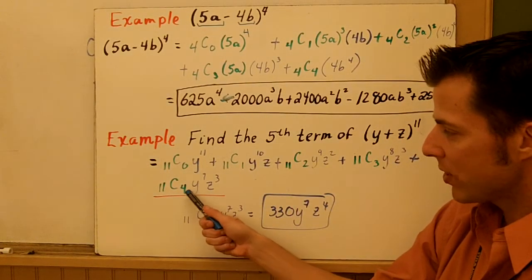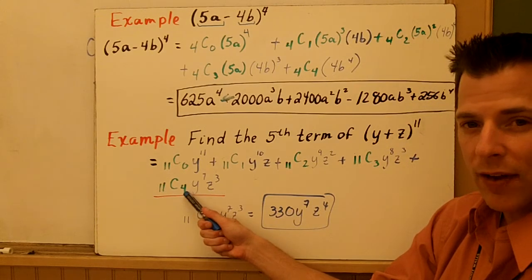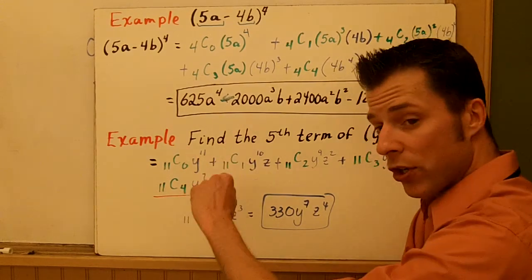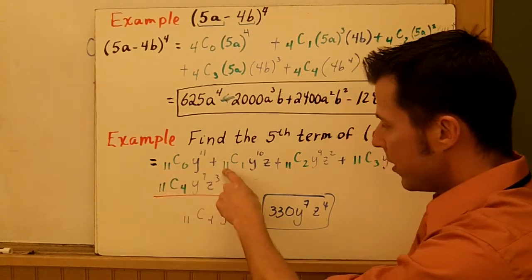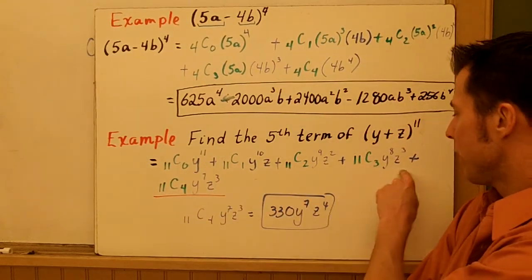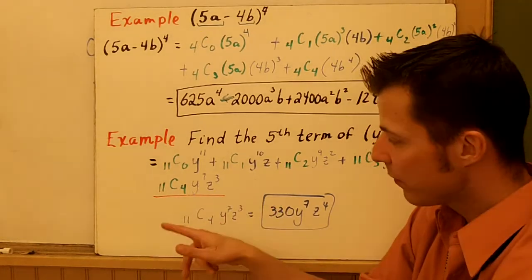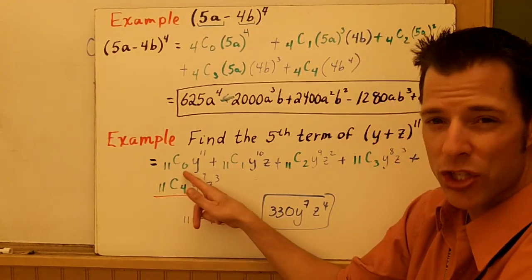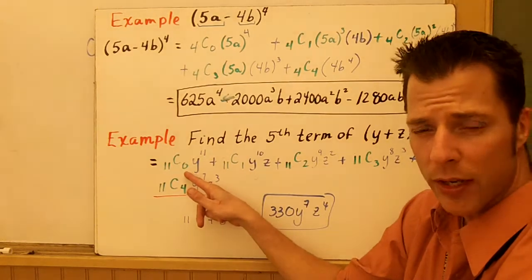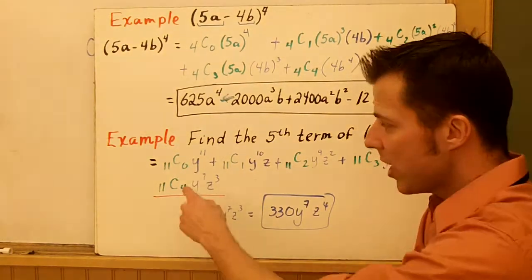You can say, well, Mr. Bennett, that's only a 4. Shouldn't that be 5 when you're looking for the fifth term? No, 1 term, 2 terms, 3 terms, 4 terms, that's the fifth term. So whatever term you're looking for, it's always going to be one less because you actually start with 0. You're not starting with 1. So just be careful.